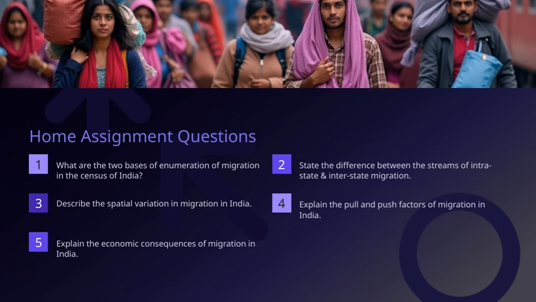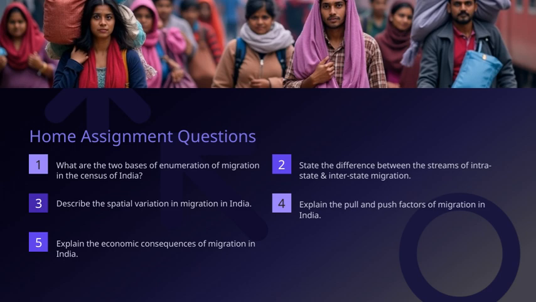Now, let's consider the spatial variation in migration across India. Migration patterns are not uniform. Some regions experience high influxes of people, often urban centers, while others see more outmigration. These variations are influenced by factors like economic opportunities, environmental conditions, and social networks, shaping the demographic landscape of our country.